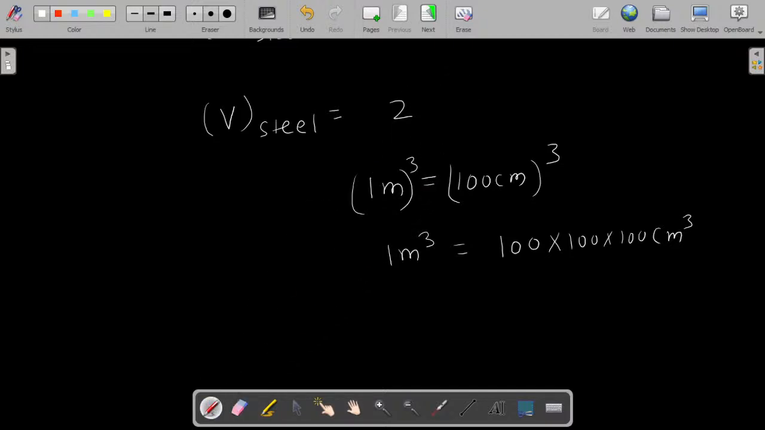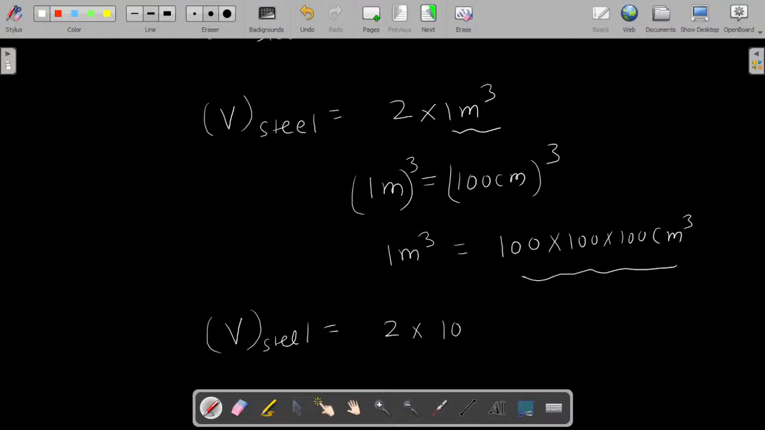This is what? This is 1 meter cube. Nothing is there, it means 1. Now put the value of 1 meter cube and you will get volume in centimeter cube. So volume of steel is how much? 2 into, how many zeros are there? 1, 2, 3, 4, 5, 6. So you will get volume as 6 zeros.